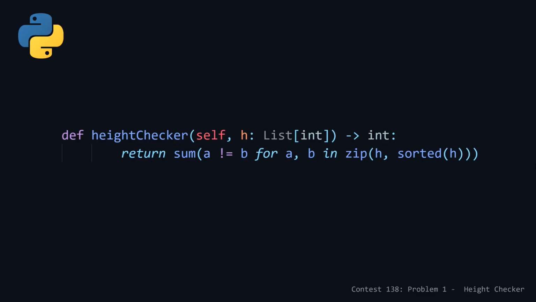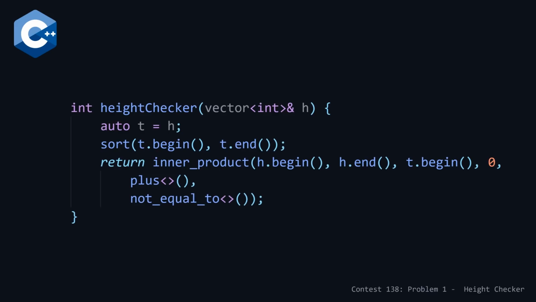Taking a look at our C++ solution, here we don't have zip, but as I've mentioned in previous videos, when you want to use zip, you should be reaching for the algorithm inner product. So the first thing we're going to do here is make a copy of our vector v, which we're going to call t. Then we're going to sort that vector t, and then we're going to make a call to inner product, which is basically going to zip an element from h and from t one at a time.